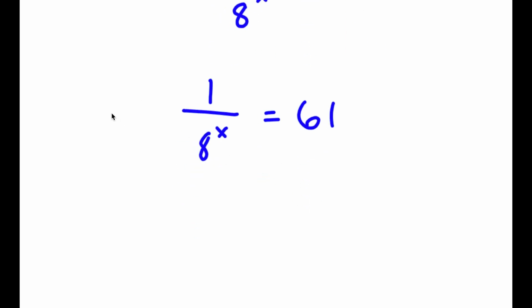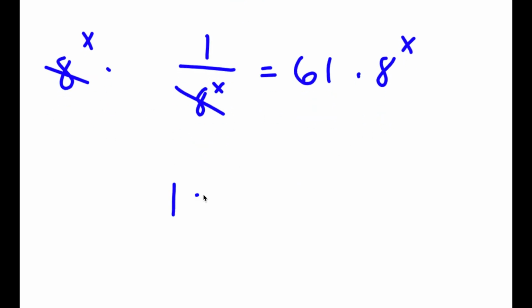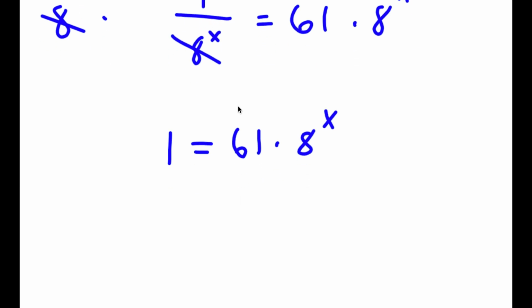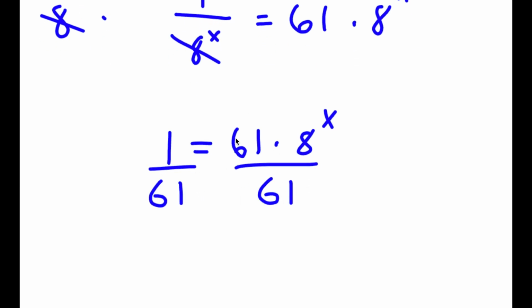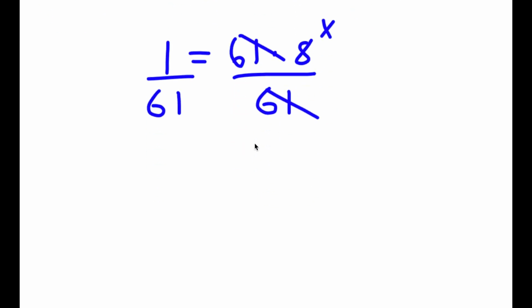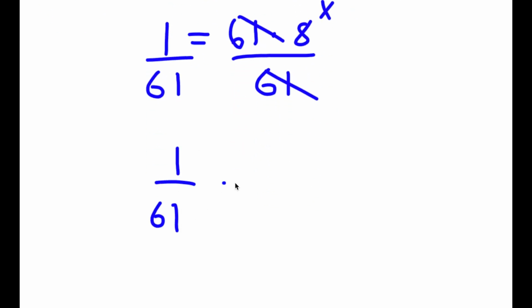Now, I'm going to multiply both sides by 8 to the power of x. So these two cancel out, and now I have 1 is equal to 61 times 8 to the power of x. Now I'm going to divide both sides by 61. So then these two cancel out, and now I have 1 over 61 is equal to 8 to the power of x.